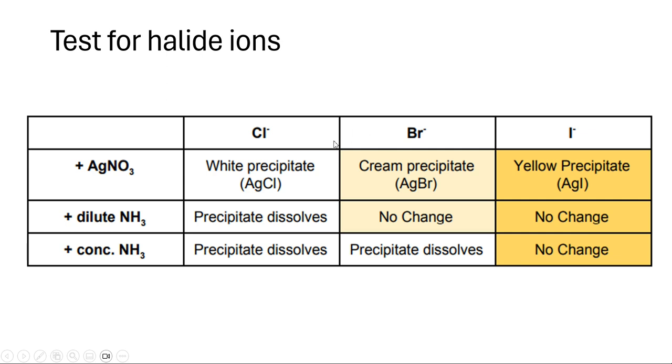This is the test for halide ions. They can ask how you can test for Cl minus ions, and you can say add silver nitrate, it will give a white precipitate. That indicates AgCl. To test it further, add dilute NH3 and it will dissolve, or you can add concentrated NH3 and it will dissolve.